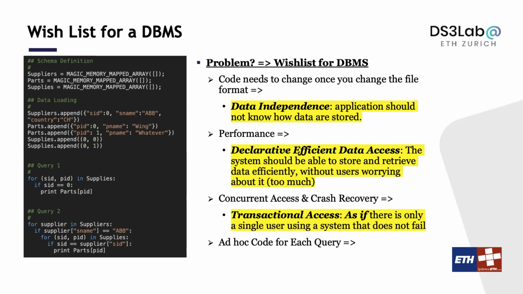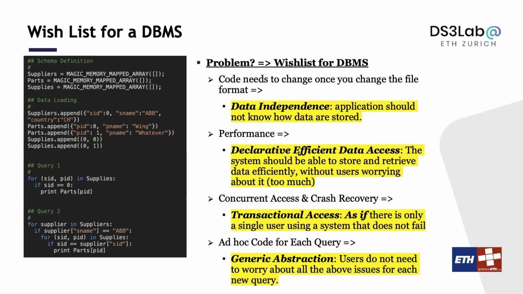with certain guarantees. Okay, and we want to make sure we provide a generic abstraction, which means that we don't want the user to worry about all of the previous issues for every single new query they want to ask. We want to make sure whenever the user asks some query, all of these previous considerations, like data independence, declarative performance, transactional access, and so on and so forth, are automatically handled for that new query. So this is actually what we want from a database management system, okay?